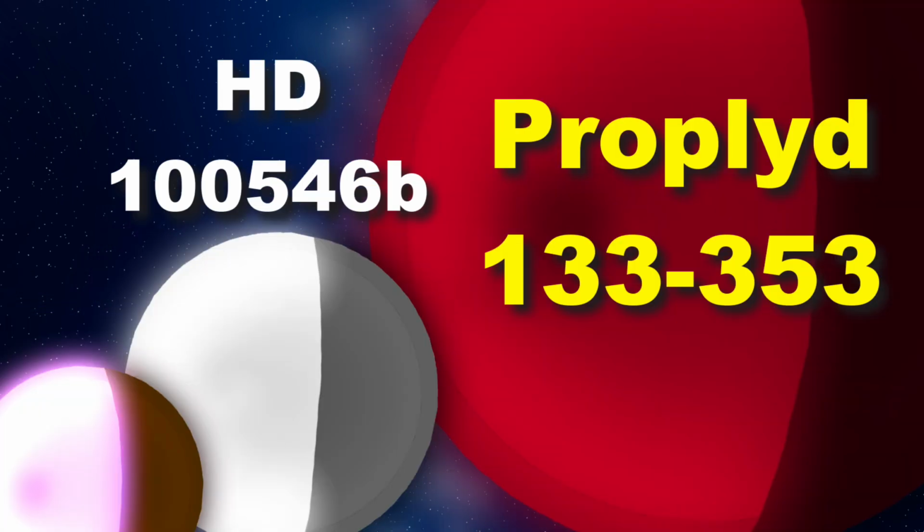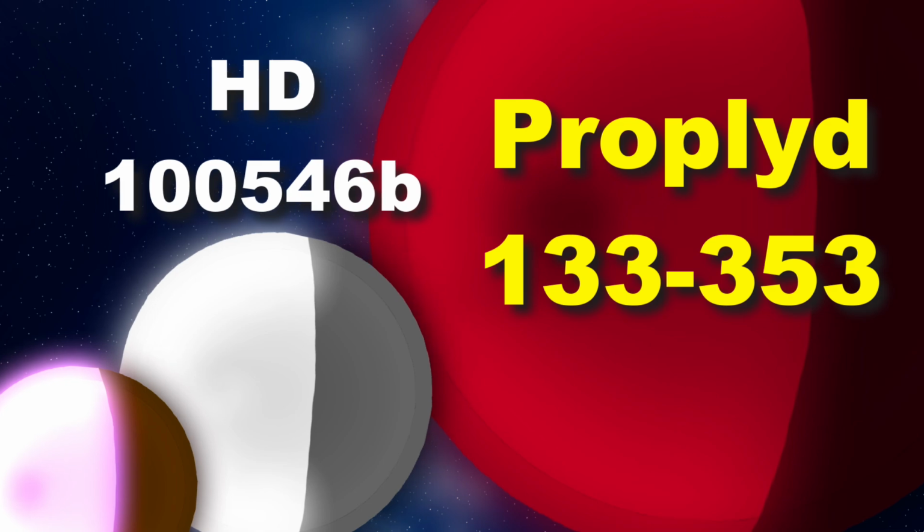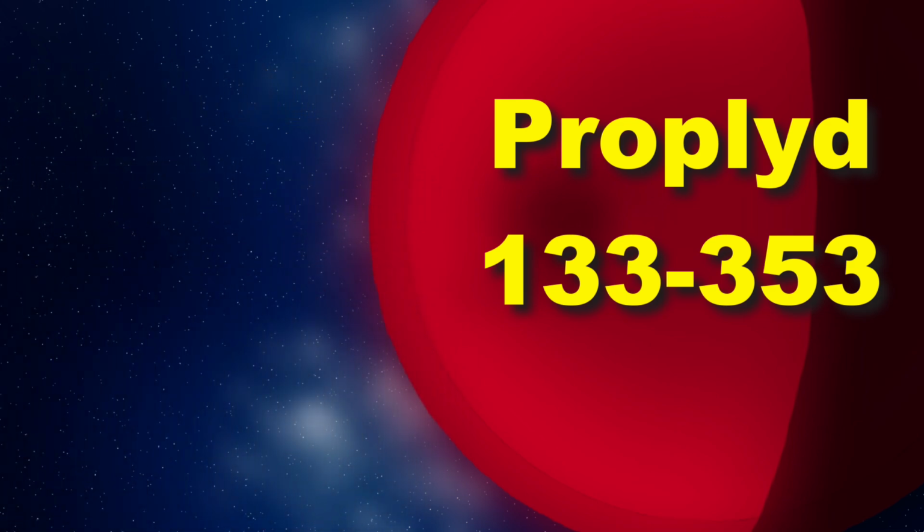And Proplyd 133-353 is twice as wide as HD 100546 b. There you have the largest exoplanet known in the universe up to now.